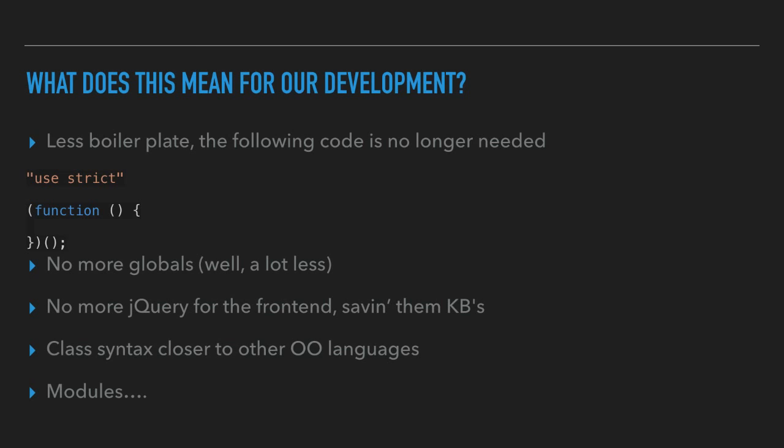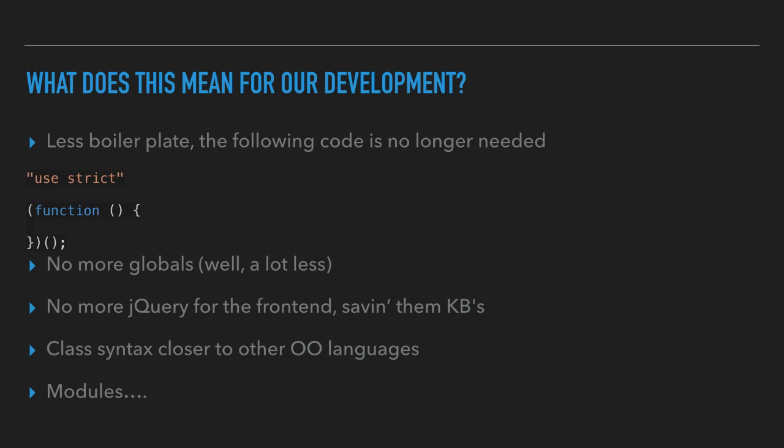In practice, what does this all mean for our development? Basically, a lot less boilerplate. I'm not sure if you worked in JavaScript in the past, but a lot of people had to use strict. You would wrap your code in an immediately invoked function expression. There was all sorts of weird little boilerplate if you wanted to use a module system. All of that is pretty much gone now.